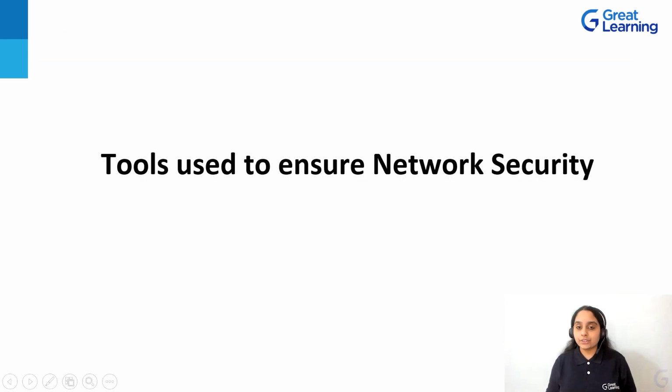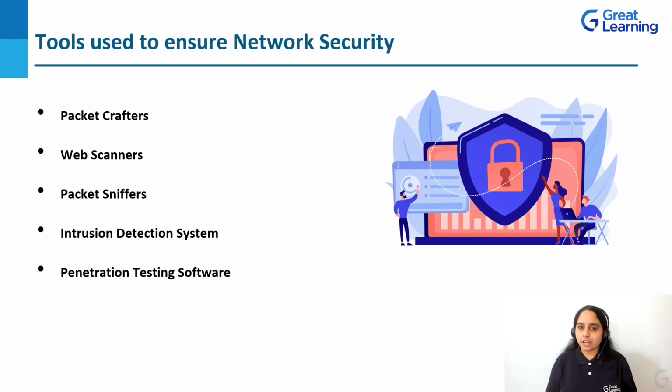Tools used to ensure network security. We'll be discussing 5 different network security tools, and they are packet crafters, web scanners, packet sniffers, intrusion detection system, and penetration testing software. Let's see what these are one by one. The first one is packet crafters. Packet crafters are used by network admins to find out loopholes in the network and to check the behavior of the network devices.